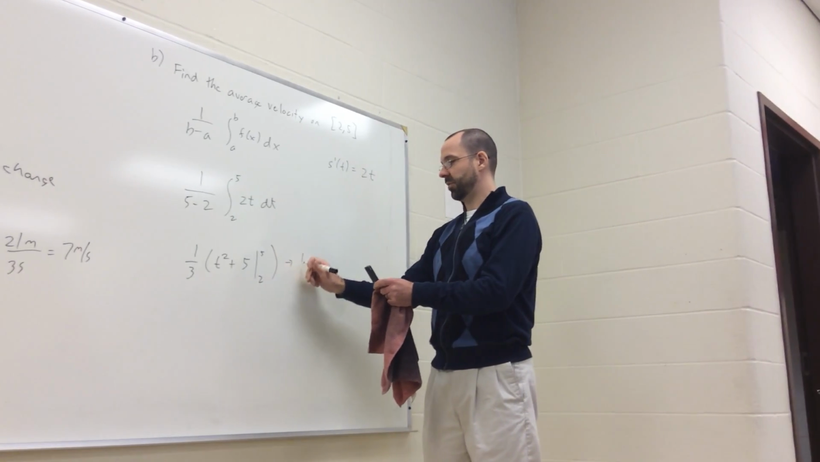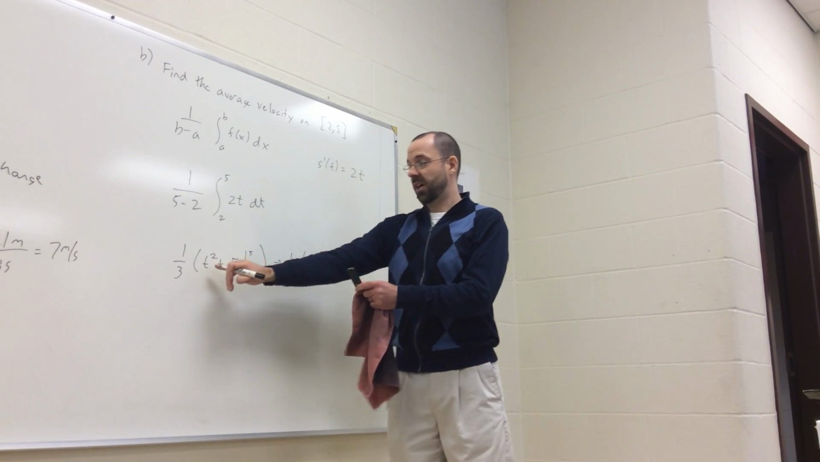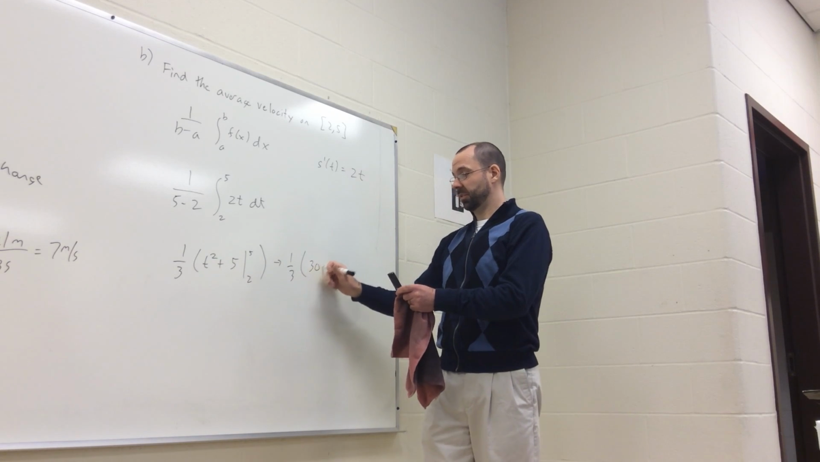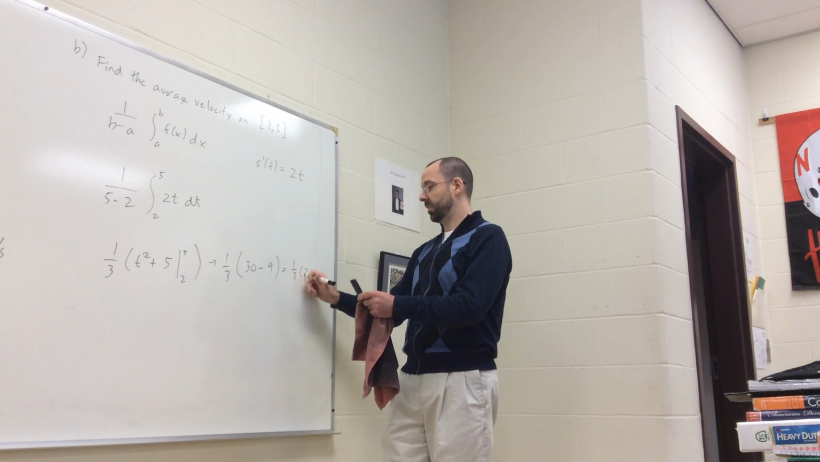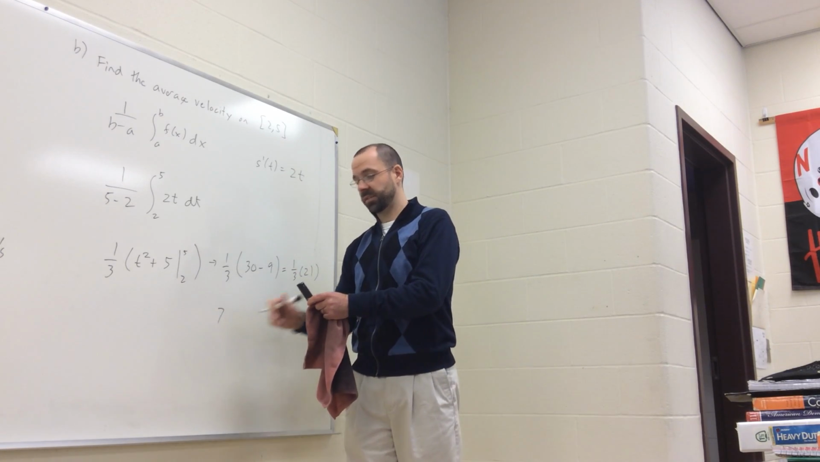Okay, so then you plug in 5 and 2 and subtract. So this is going to be 1/3. When you plug 5 in, you get 30. When you plug 2 in, you get 9. And then that's 1/3 times 21. And so then that comes out to 7.